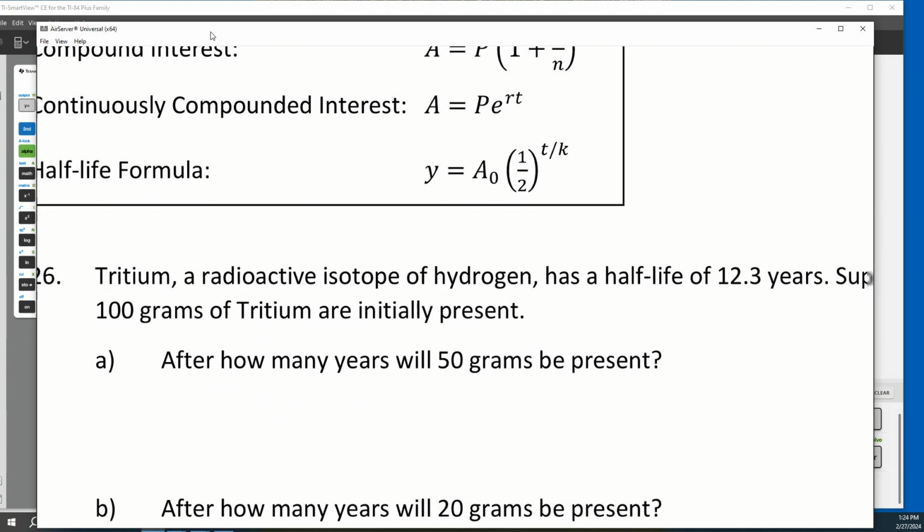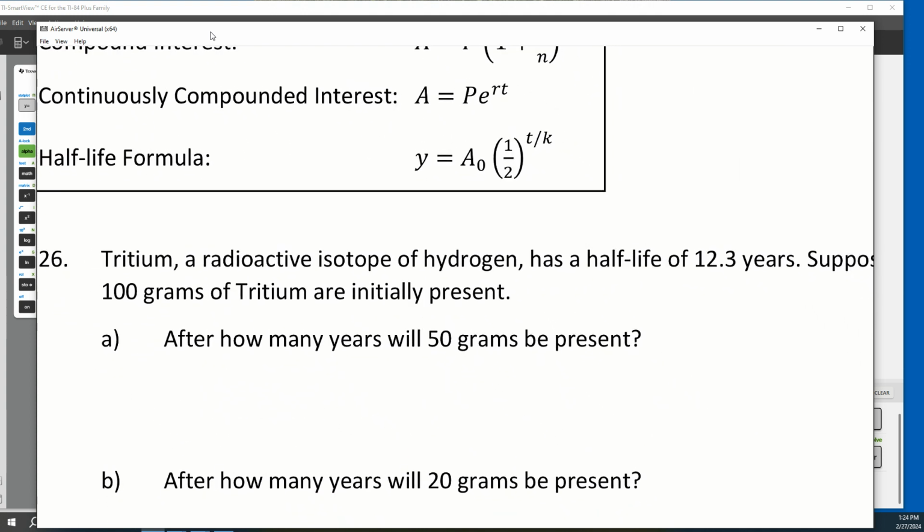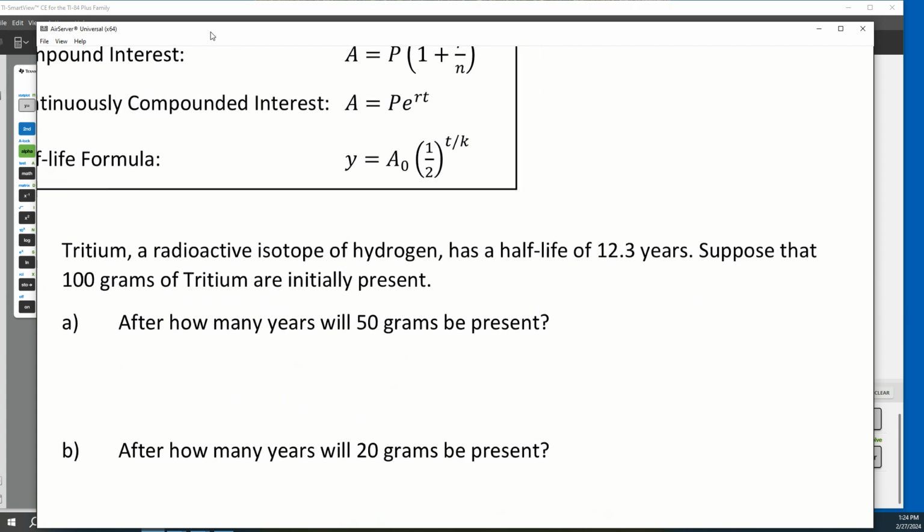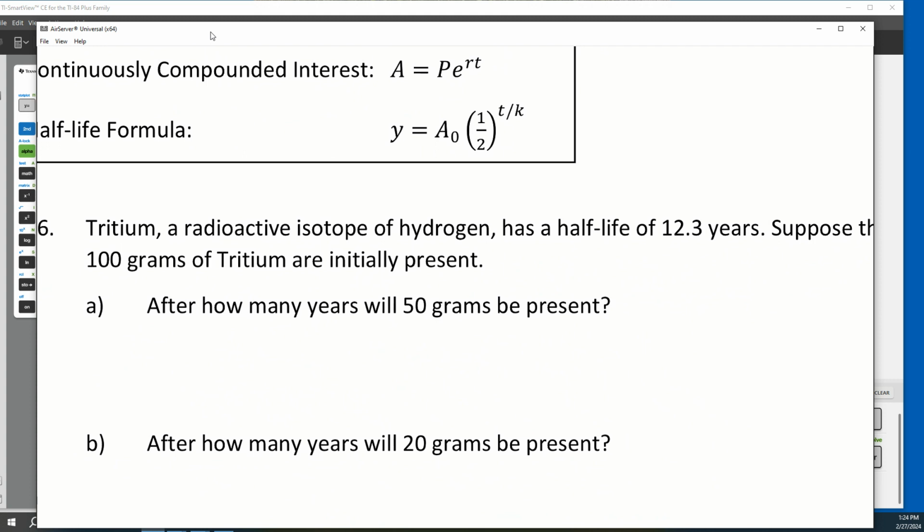So this is tritium, and it is a radioactive isotope of hydrogen. It has a half-life of 12.3 years. Suppose that 100 grams of tritium are initially present. A says after how many years will 50 grams be present? Okay, I knew someone in here that I harassed to learn that, knew it. That was effective. It definitely was.